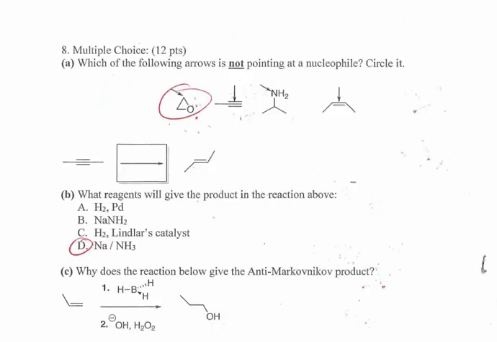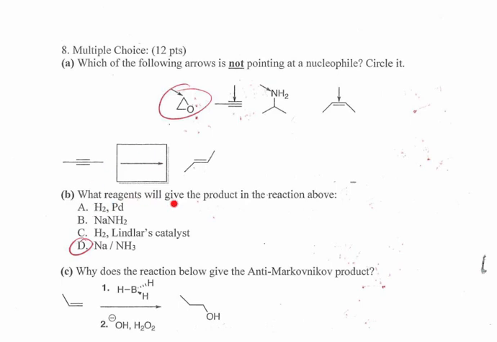A couple multiple choice questions. Which of the following is not pointing at a nucleophile? Or which of the following is pointing at an electrophile is another way of saying it. It's this one, that carbon is bonded to an oxygen, so that's electron deficient. Pi bonds, nitrogens have lone pairs, pi bond, those are all nucleophiles. They're easily broken, we've been using those a lot.